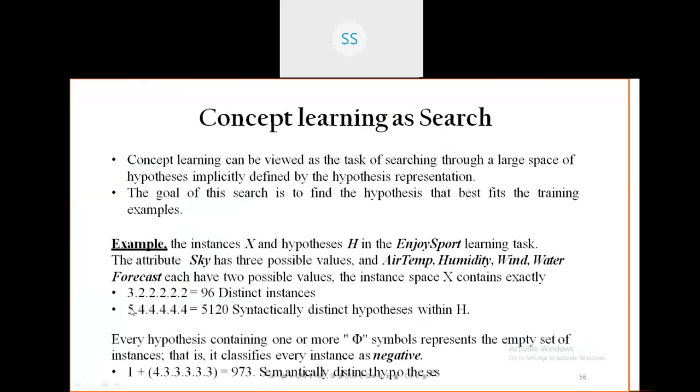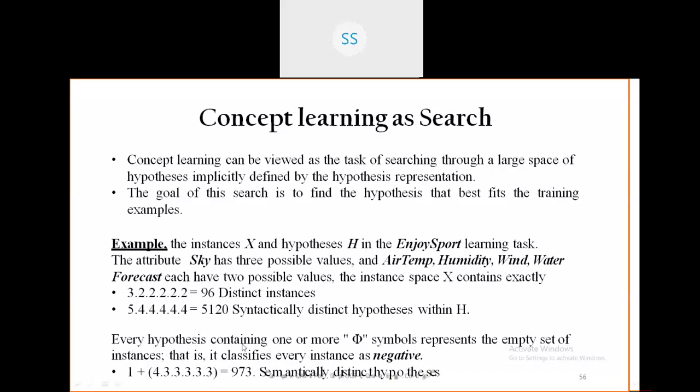So for sky, I can have 5 possible values. For air temperature, it is 4, 4, 4, 4, and 4. So there are 5,120 syntactically distinct hypotheses we can design. Out of these 5,120 syntactically distinct hypotheses, we have to pick only a few hypotheses which are going to meet all the instances. Every hypothesis containing one or more null symbols represents the empty set of instances. That is, it classifies every instance as negative.